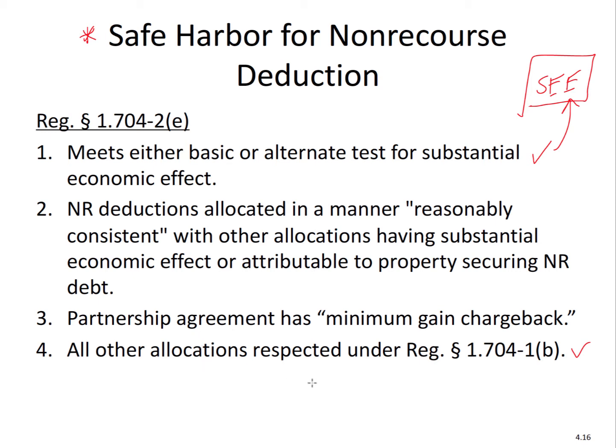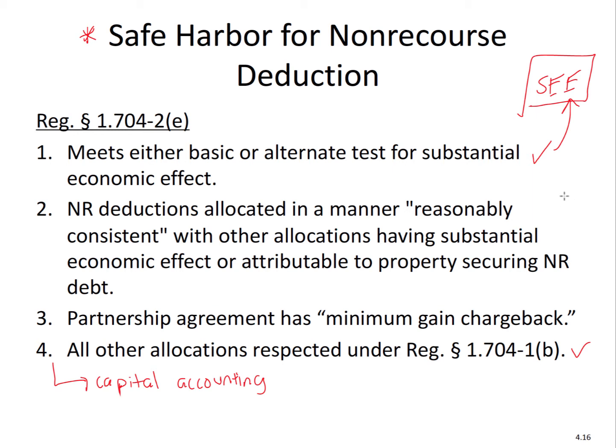So number 4 also deals with the capital accounting. Number 4 is just simply capital accounting, which if you meet number 1, you meet number 4. It's the same. It's part of the same steps, the capital accounting requirements in Reg 1.704-1. All right, you have to follow that. Number 2 and number 3 are the new parts added in for non-recourse. Students have a little trouble with number 2, and I'll explain that right after I read this. So non-recourse deductions are allocated in a manner reasonably consistent with other allocations having substantial economic effect or attributable to property securing non-recourse debt.